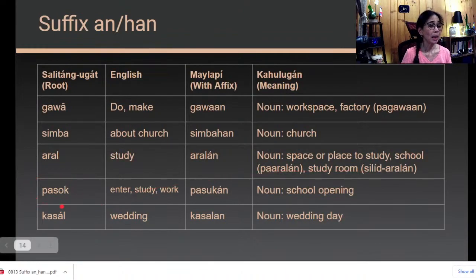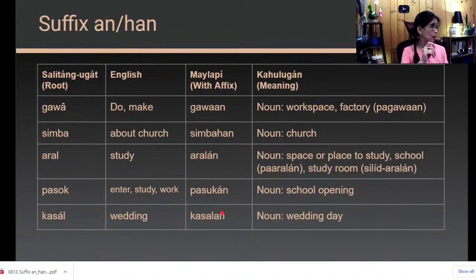Pasok. Pasok means enter, or it can also mean study or work. The place where you go to study, or the activity that you do when you go to study, to go to school or to work. Enter. Pasok. Pasukan, it depends on how you use it in a sentence. It can mean the doorway, passageway, pasukan. It depends on how you say it, but it's a noun. And then there's also such thing as pasukan, which means school opening.